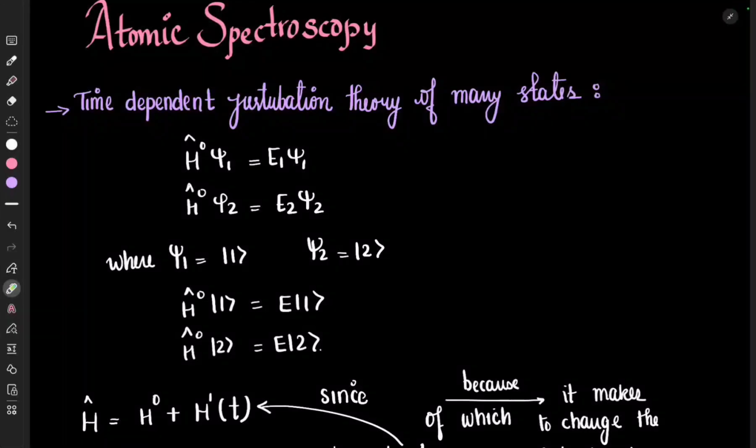In today's lecture, we'll be discussing time-dependent perturbation theory for many states. So consider you have a Hamiltonian H0 which acts on a wave function psi1. It gives you E1 psi1, and if it acts on wave function psi2, it gives you E2 psi2. And here I'm considering psi1 to be ket1 and psi2 to be ket2.